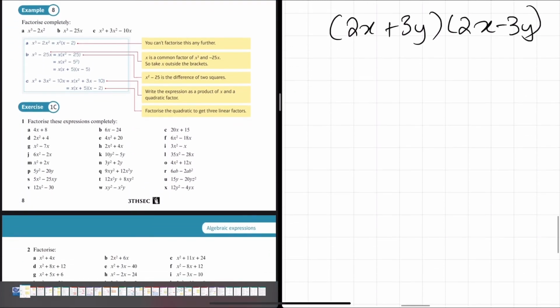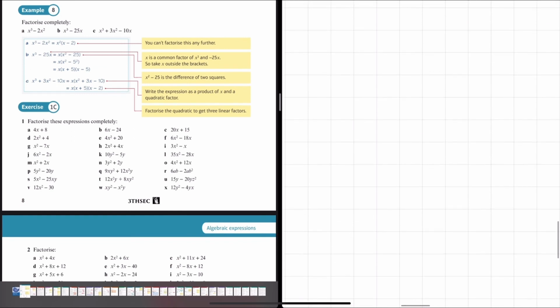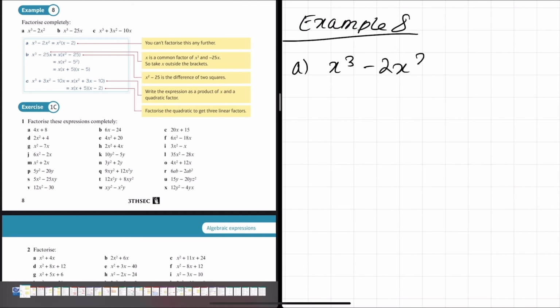Moving on to example 8. Factorize completely x cubed minus 2x squared. So initially I can see that they have got x squared in common. So I will take that out, and that leaves us with x minus 2, and I can leave it at that.